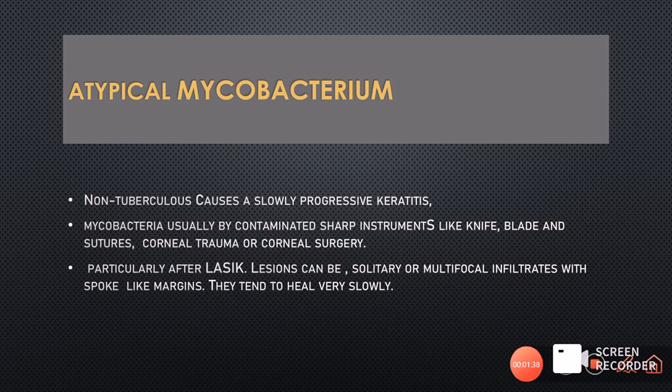Now, the next organisms are the atypical mycobacteria. We're not talking about Mycobacterium tuberculosis or Mycobacterium leprae, which are the typical mycobacteria. We are talking about the atypical mycobacteria, which can also cause keratitis. However, this keratitis is a really slow progressive keratitis. And how do we get contaminated with these atypical mycobacteria? Usually there are two: Mycobacterium chelonae and Mycobacterium fortuitum. These usually do not contaminate the cornea so easily.